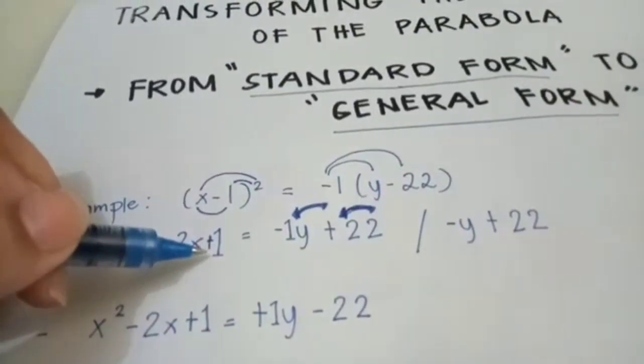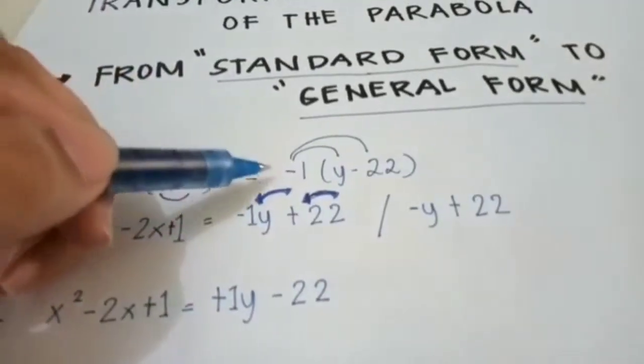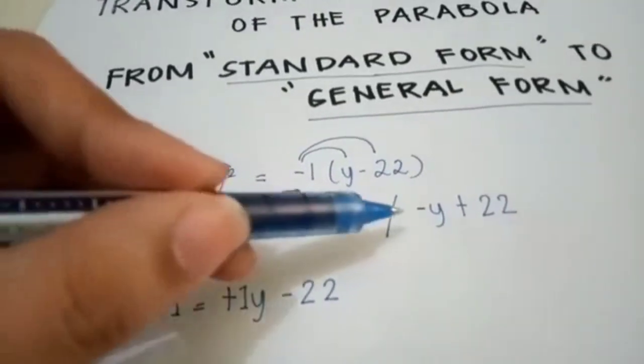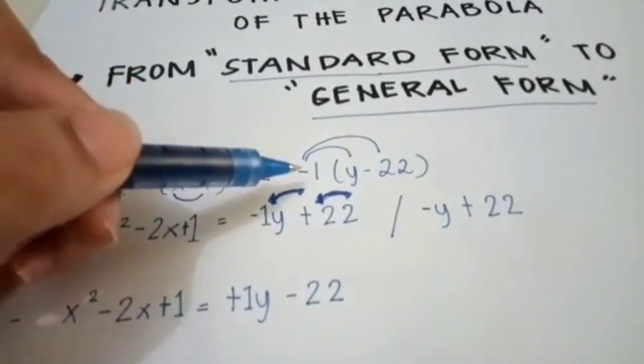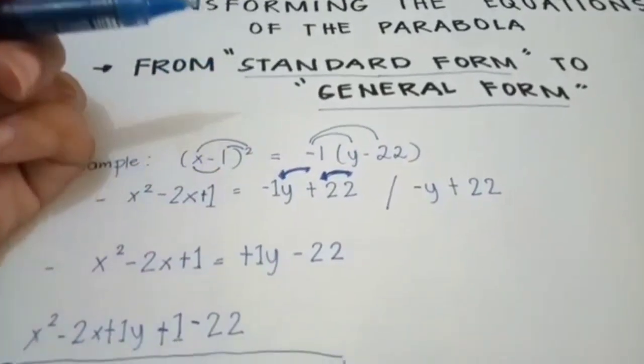Paano po siya naging positive 1? Negative 1 times negative 1. Then, simplify this. Negative 1 times y is negative 1y or negative y. Next, negative 1 times negative 22 is positive 22.